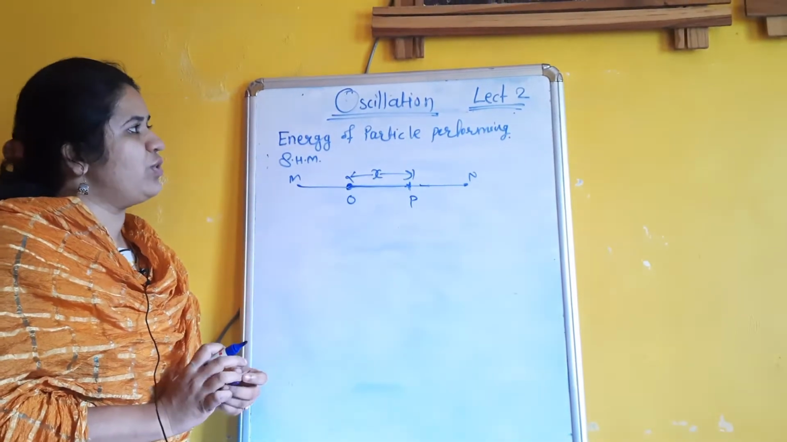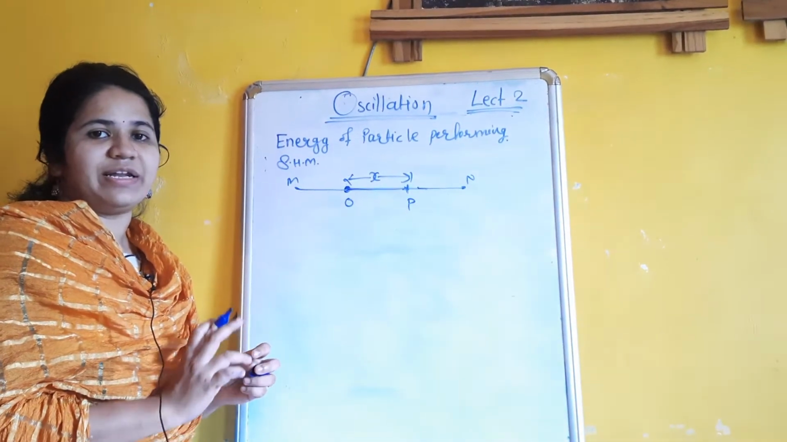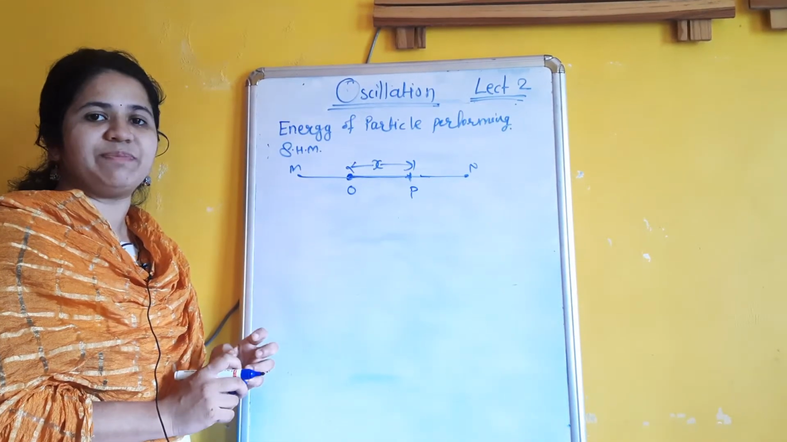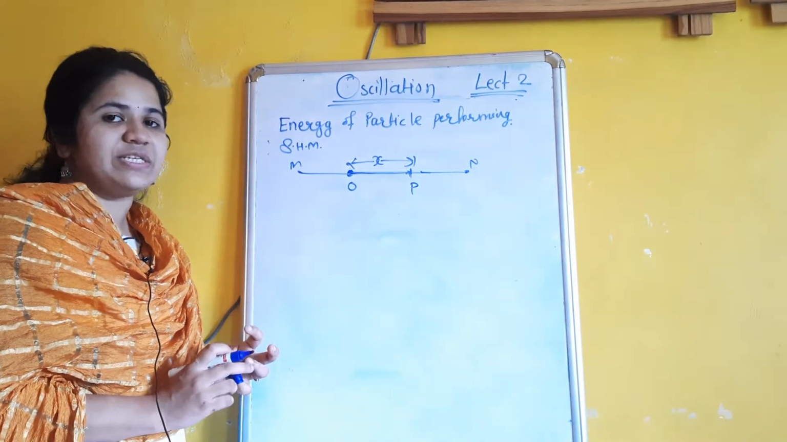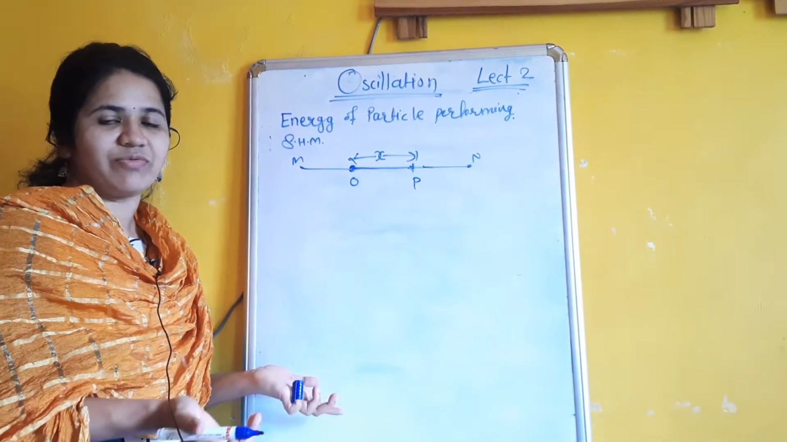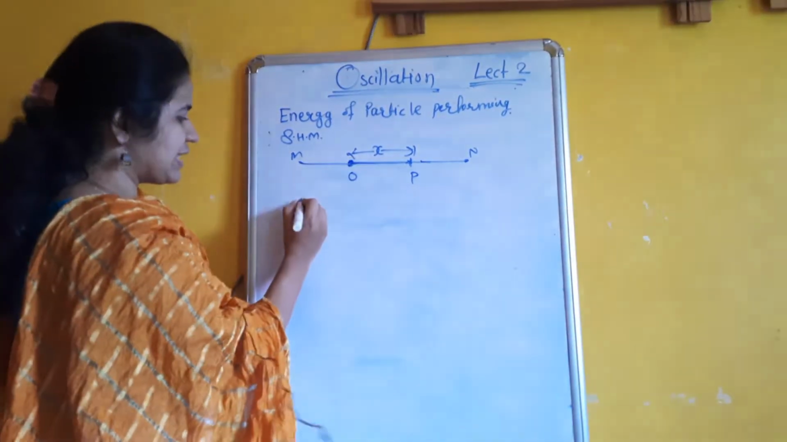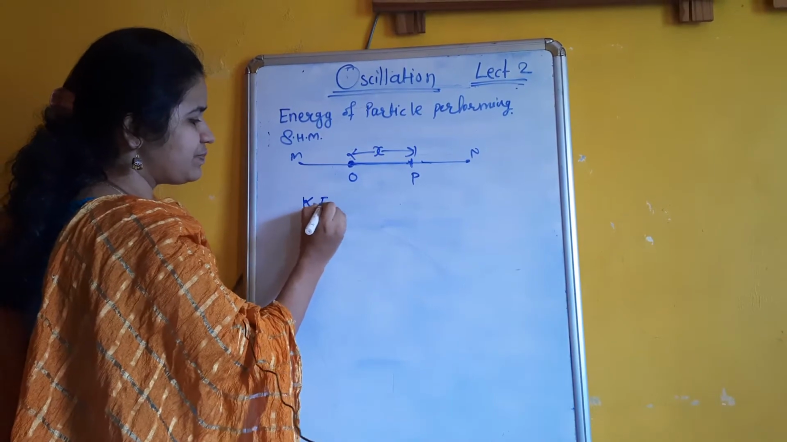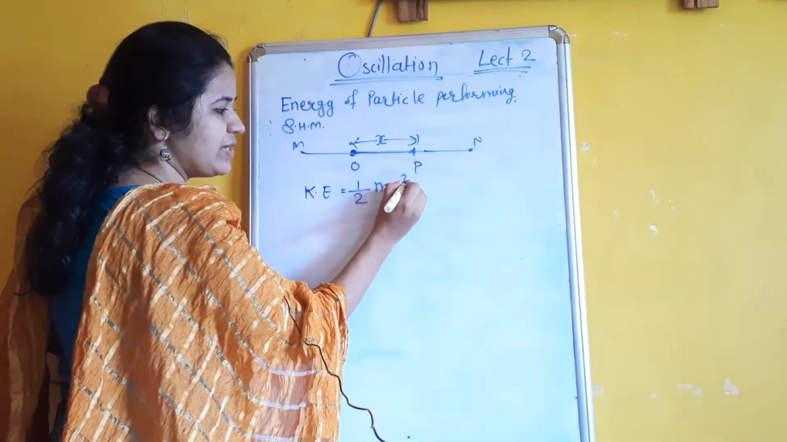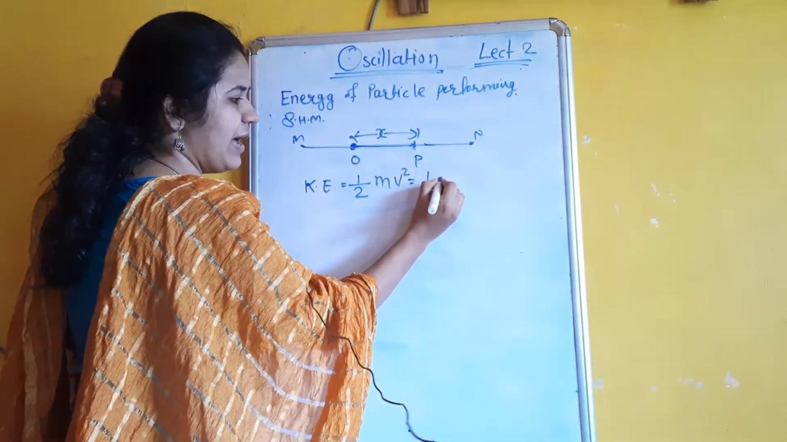Energy means, we know that there are two types of energy. First is kinetic energy and second is potential energy. So what is the formula of kinetic energy? Kinetic energy is half mv square. So we put the value of velocity in kinetic energy, which is equal to half m v square.